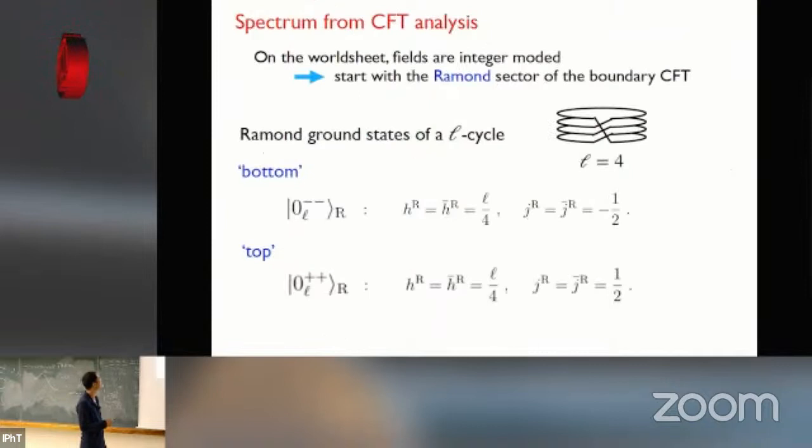Now, let's try to reproduce the worksheet spectrum. Here we will use a slightly different way to reproduce this. It will be more straightforward. On the worksheet, we know all the fields are integer moded, so it's better to start with the Ramond sector of the boundary CFT. So let's look at the Ramond ground state of an L cycle.